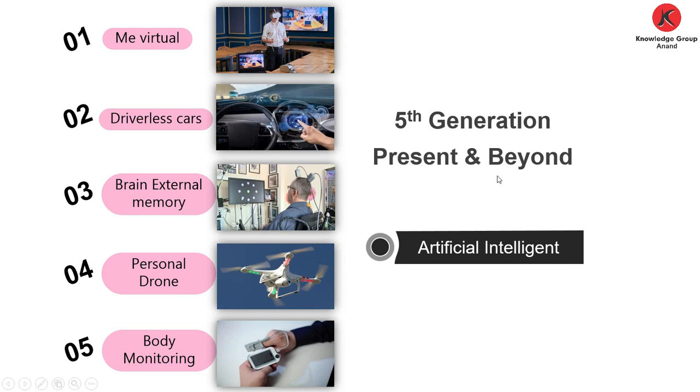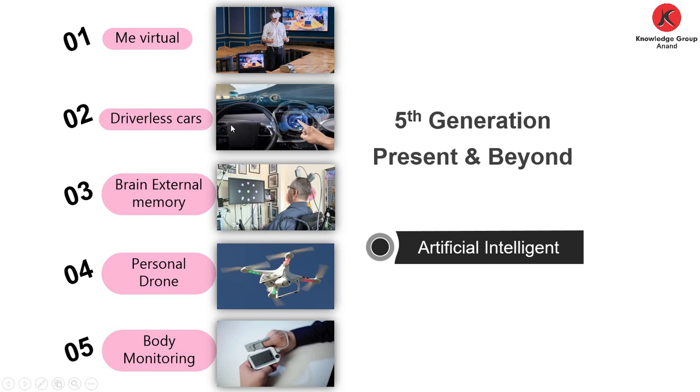And the fifth generation is called present and beyond. It is also known as artificial intelligence or AI. Let's see some examples of AI. Virtual reality: if you are at your home and you want to attend a meeting, you can wear this and present at your meeting place.